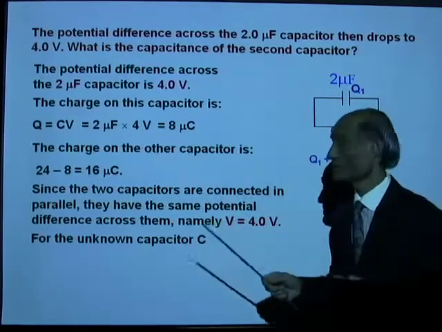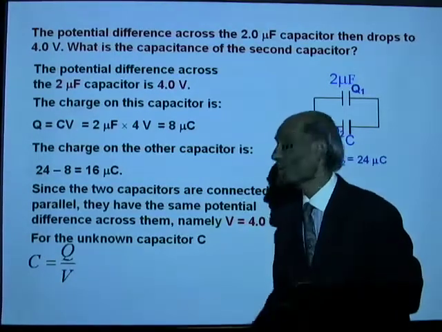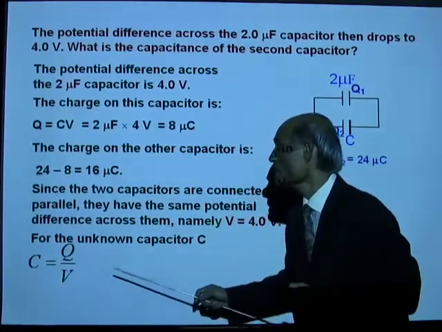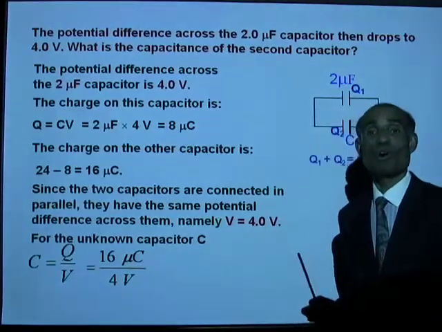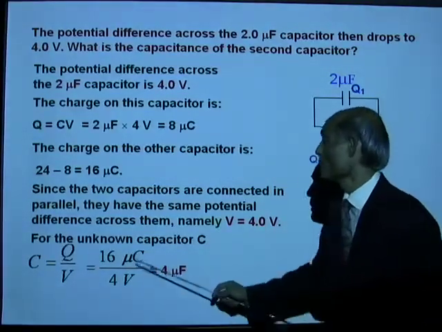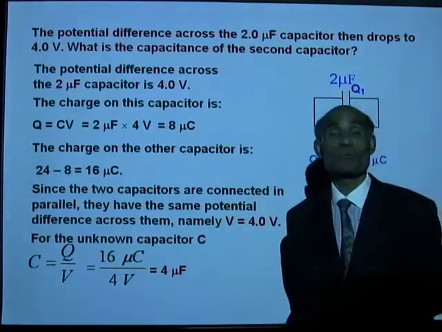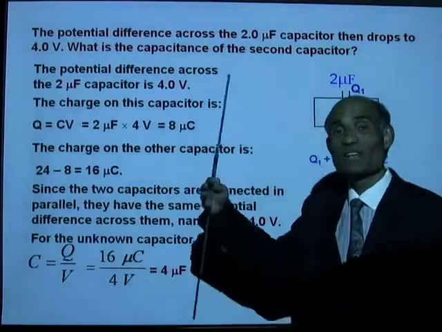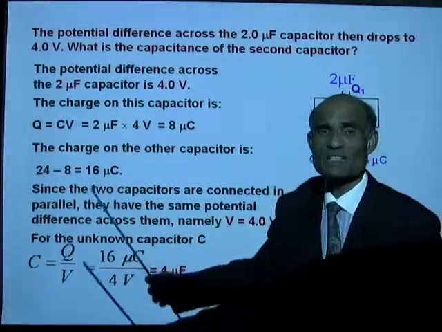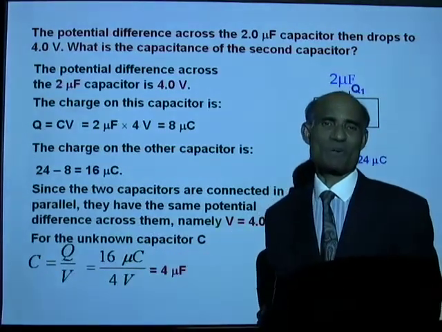Equal to 4 volt. So, therefore, its capacitance C equal to Q over V. Q is 16 microcoulomb. Potential difference is 4 volt. Therefore, the capacitance of that capacitor is 4 microfarad. It's a very good question. And if you practice questions of that type, you will find it very easy to do problems of this sort.